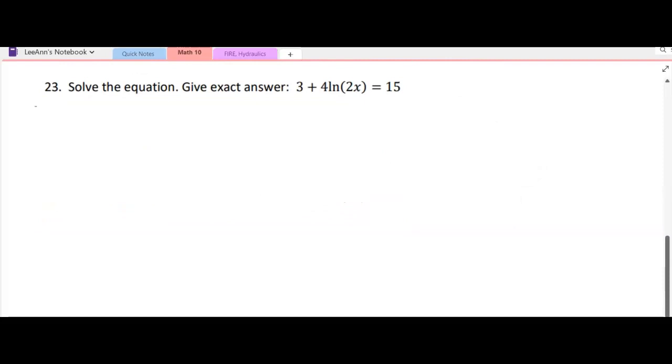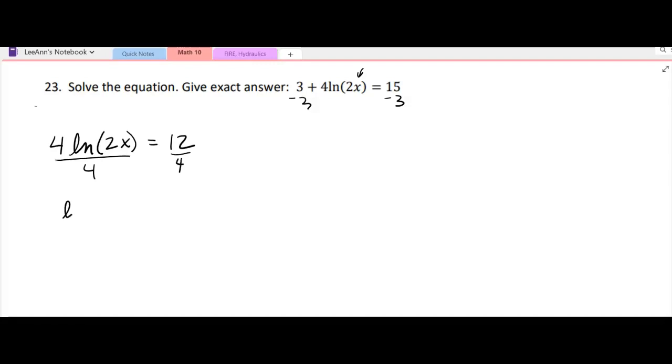We want to get x, well, kind of similar. We want to solve for that, but it's in the argument, and you can't just pull that out. So first, isolate the logarithm. Subtract 3. You're going to get 4 natural log of 2x equals 12. Divide both sides by 4.